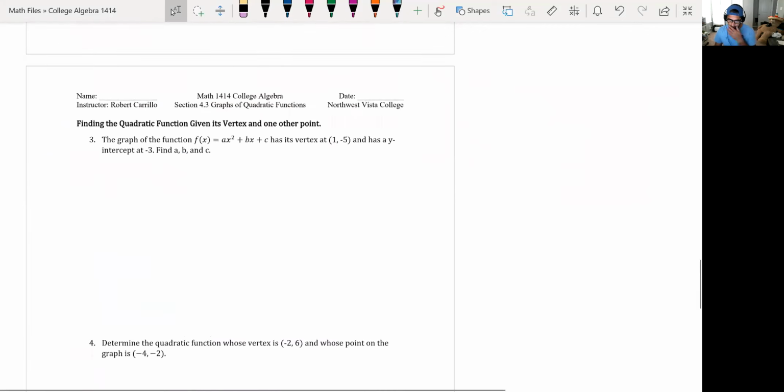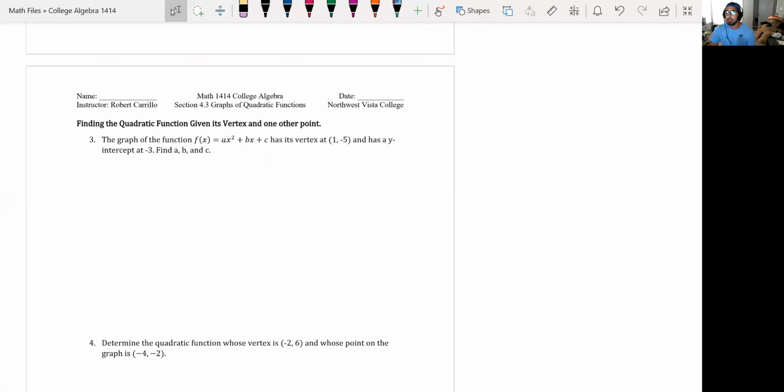All right. Last page. The graph of the function f of x equals ax squared plus bx plus c has its vertex at 1, negative 5, and has a y-intercept at negative 3. Find the value of a, b, and c.